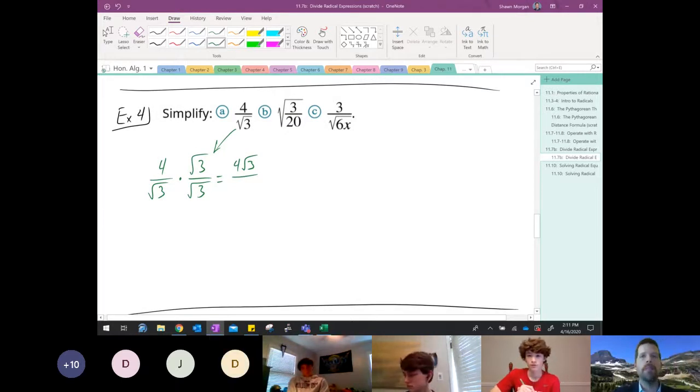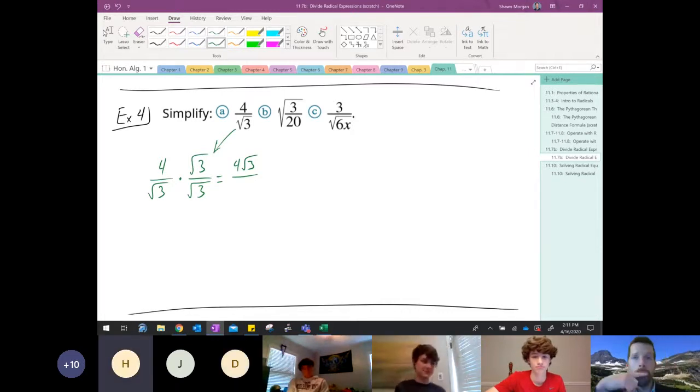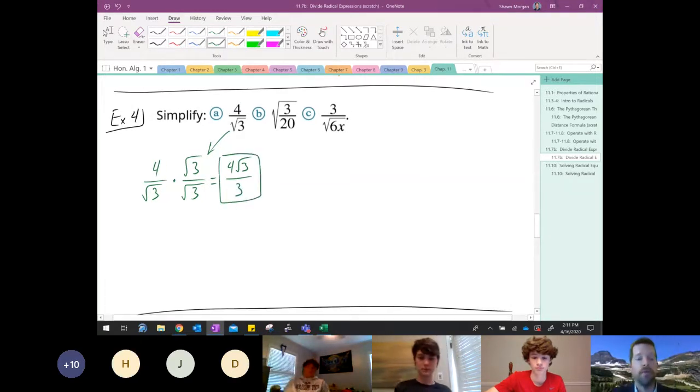And then the bottom, what do you think, Stephen, the denominator is going to be on this one? What's square root of 3 times square root of 3? That would be 9. It'd be the square root of 9. Attaboy. Square root of 9, which we know to be 3. And now this is in a much better form.